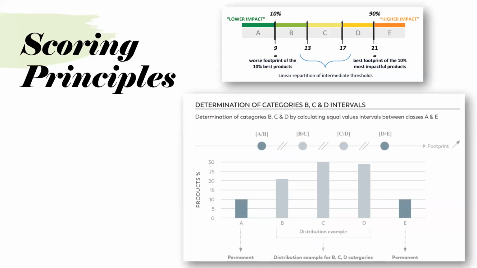They decided to communicate these results further through a scoring system. This scoring system has categories A, B, C, D, and E. So category A is defined as the 10% of products with the lowest footprint per dose. And E is the 10% with the highest footprint per dose. And then the categories B, C, and D were just fixed intervals in between. You can see here on this bar graph that categories C and D had the highest percentage of L'Oreal products within them out of those 6,000 that were looked at.